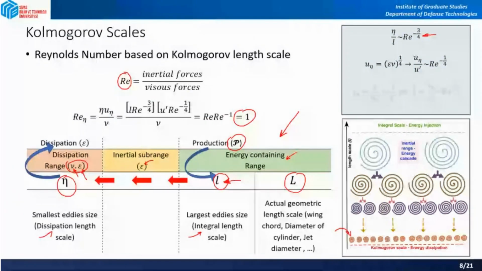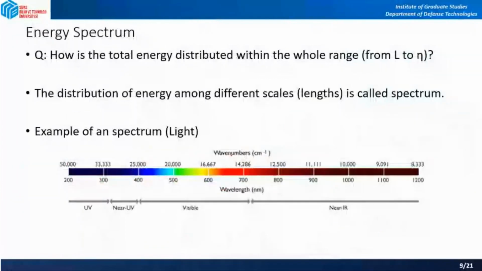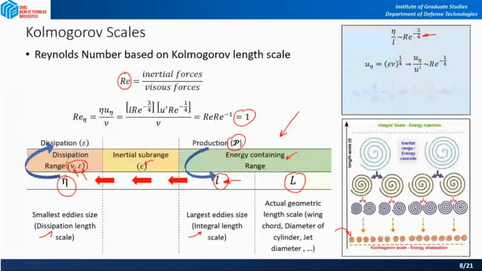Okay, there is one final thing that we have to understand, this point in here. This energy is generated, we said, through production, and it's transferred down to smaller scales. So, how is this total energy distributed within this whole range, let's say the whole range from this L to this eta?